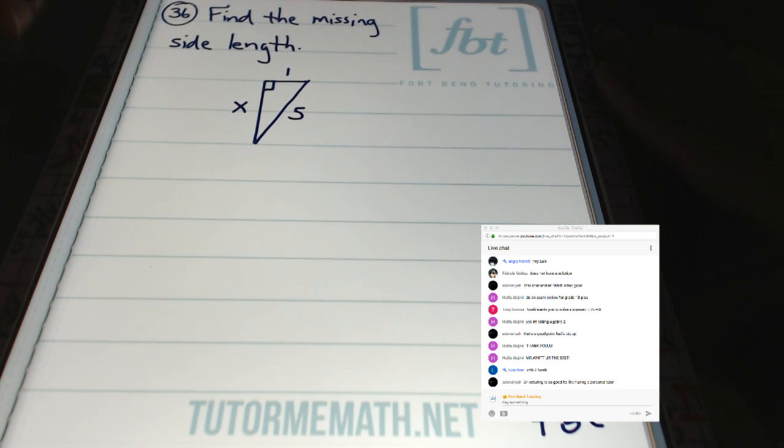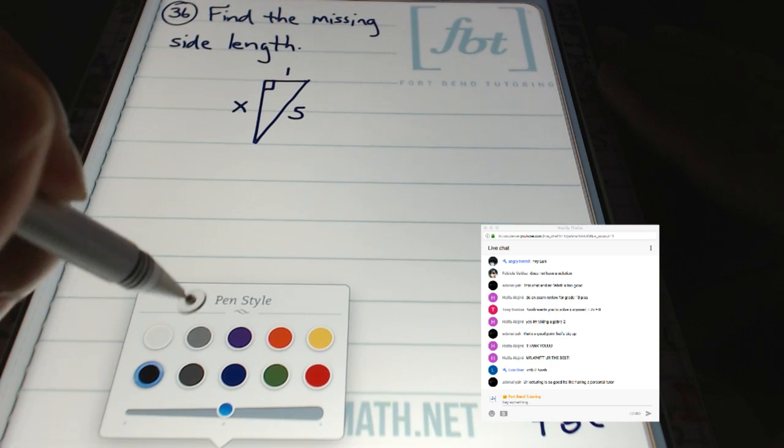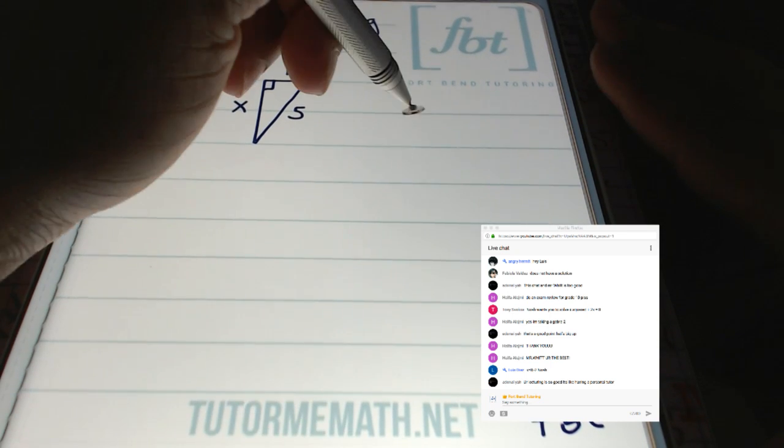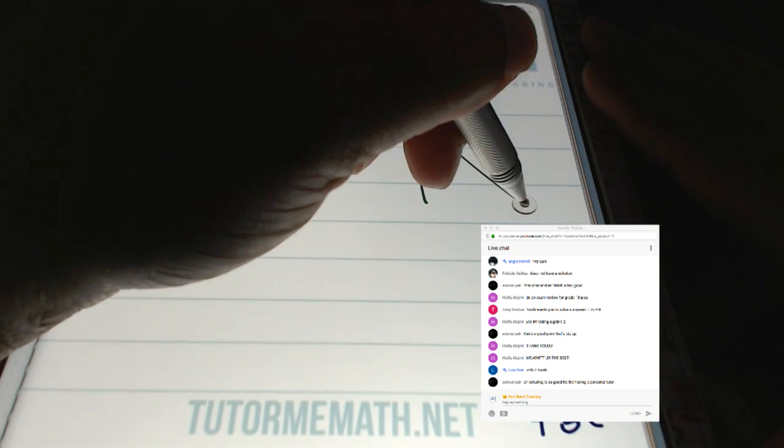So we'll have problem number 36, guys. It says find the missing side length of our right triangle here. So if you're missing a length from a right triangle, guys, you can definitely use what is called the Pythagorean theorem. And just to show you here, let's go ahead and do a little diagram here.